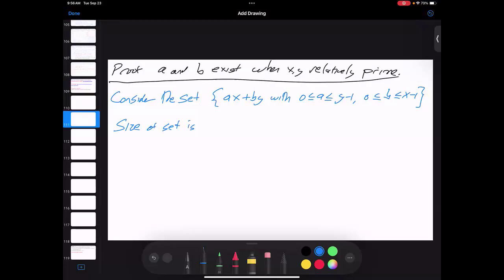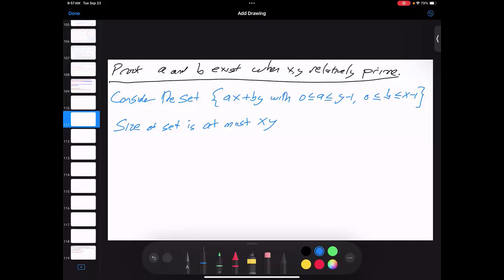Well, can you give me an upper bound on how large the set is? How many choices do I have for A? Nope. Why? Because I'm going from 0. How many choices do I have for B? X. So if everything is distinct, I have XY elements. Maybe some of the elements collide. The set is at most X times Y. Okay.